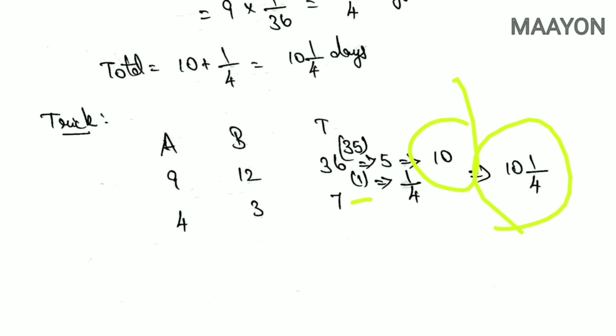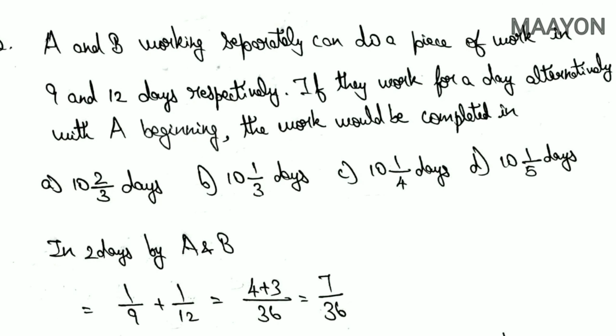Now let's see the pro method. Here, seeing the options, we can find that the work has been completed on the 11th day. So we know that A is in charge of the 11th day as it is the one which began the work. And taking the LCM as 36, we know the efficiency of A is 4. So any remaining work for the 11th day would be divided by the efficiency of A, that is 4. So the denominator would contain A's factors, that is 4 or 2.